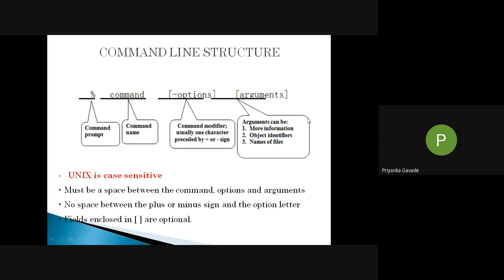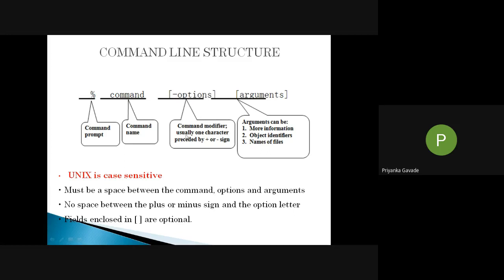So a contiguous string of spaces or tabs is a must between the command and the options and the arguments, right? The options are always preceded by a minus sign to distinguish them from file names, because commands can also make use of file names as arguments, right? There must not be any white space between the minus and the option, right?